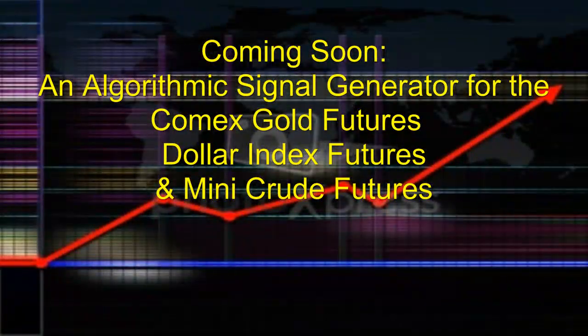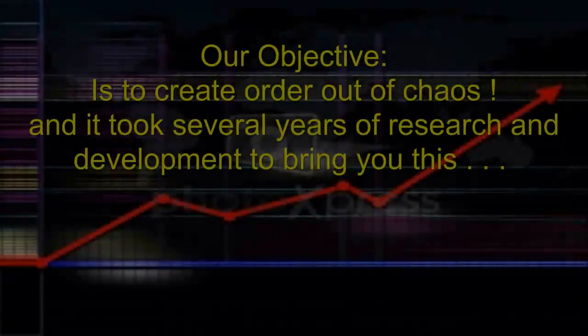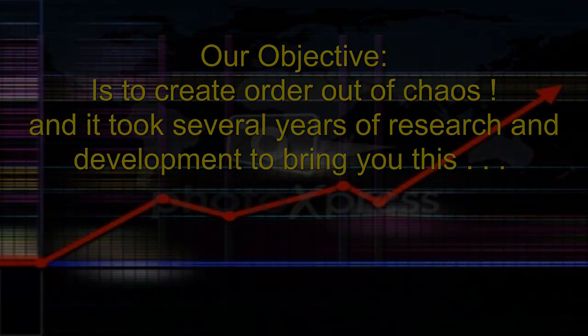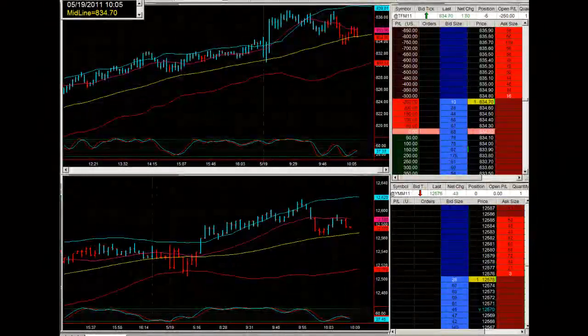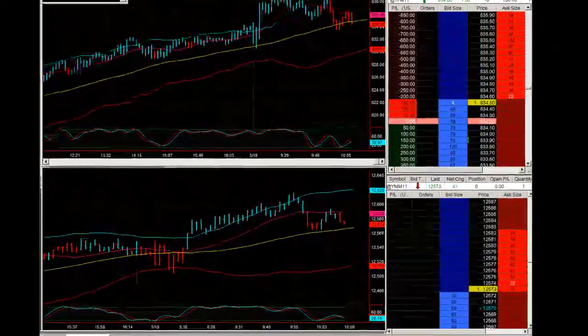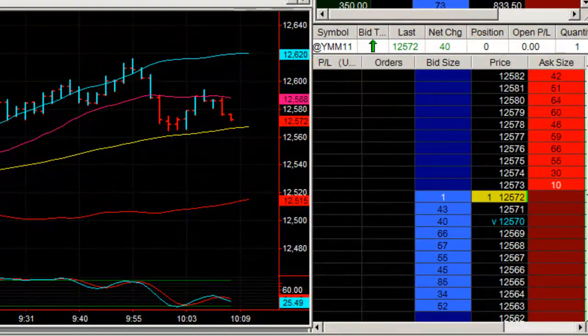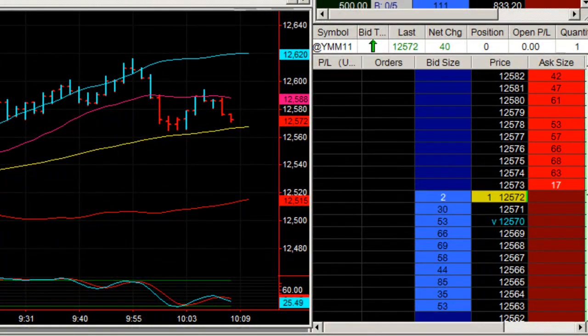Now, coming soon, we're also going to have an algorithmic signal generator for the COMEX Gold, Dollar Index, and Mini Crude Futures. And as you can see, it took us several years of research and development to bring you this. Now remember, there are three elements to every trade: the entry, the risk management, and the exit.